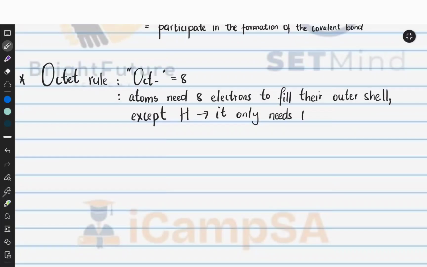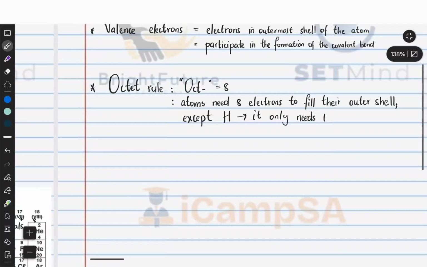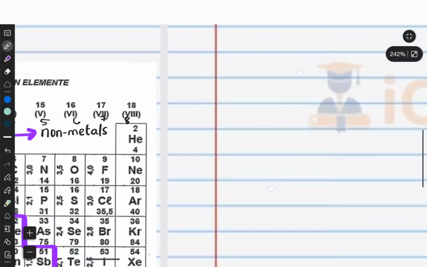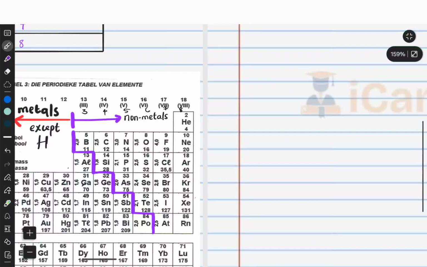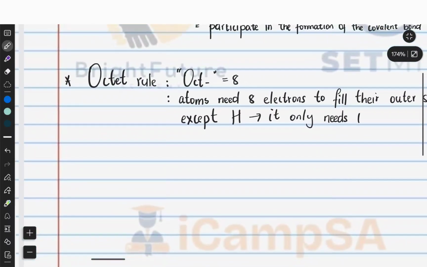Another exception, of course, is the halogens, which are in group 18, but we'll get to that. So with hydrogen, it only needs one to fill its outer shell. Why are they filling their outer shell?